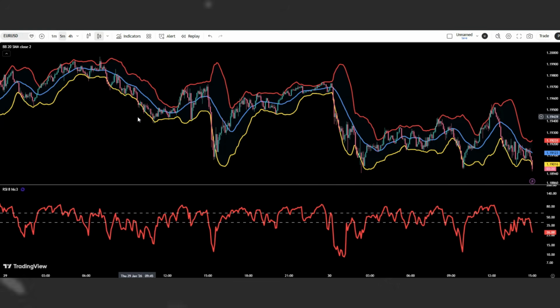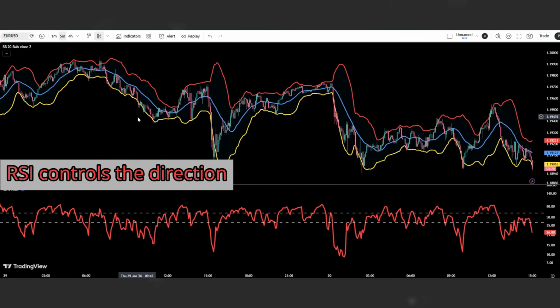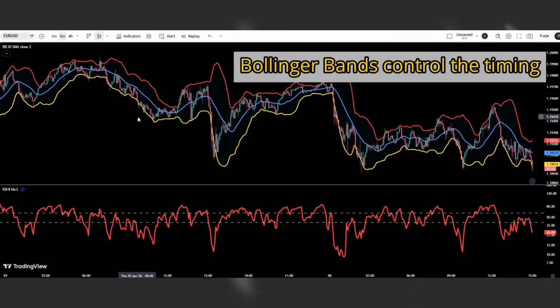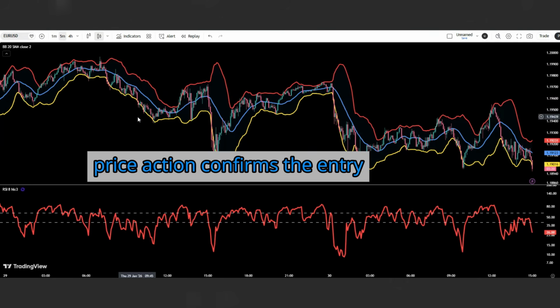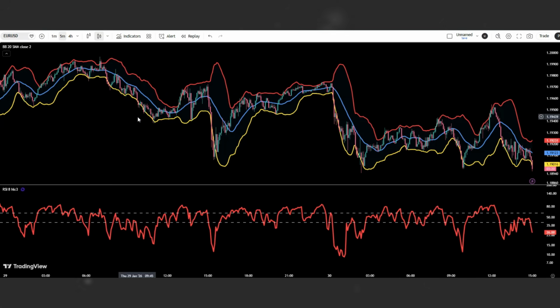Common mistakes to avoid. This strategy works because each tool has a clear role. RSI controls the direction, Bollinger Bands control the timing, and price action confirms the entry. When we trade like this, we are not fighting the market. We are trading with structure and discipline.